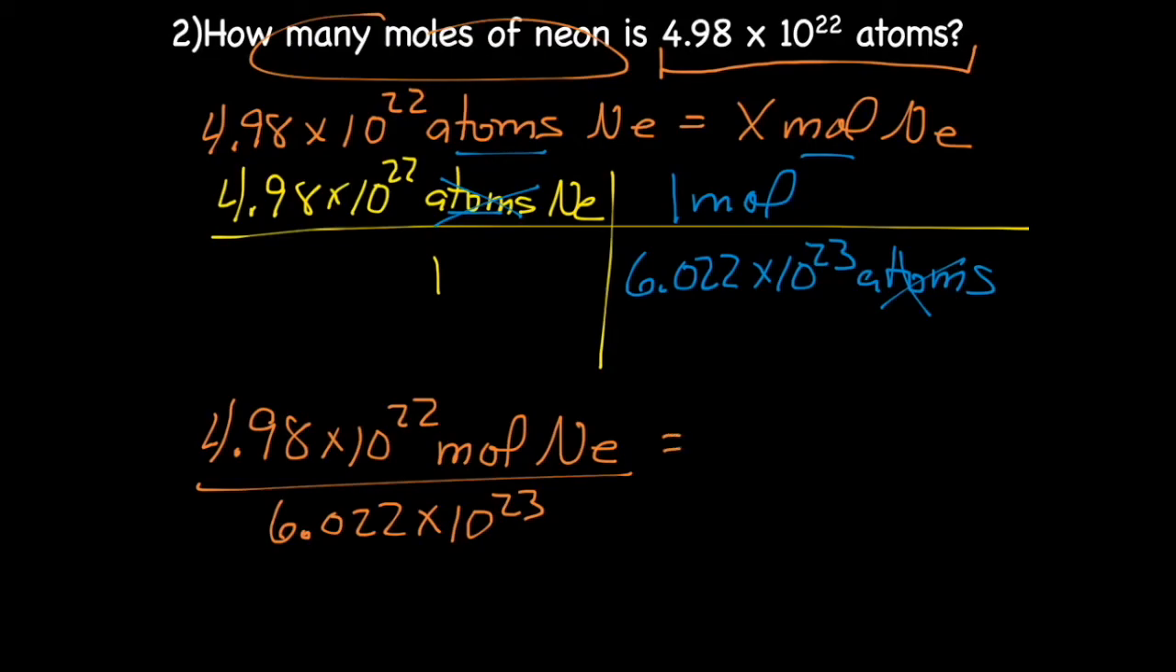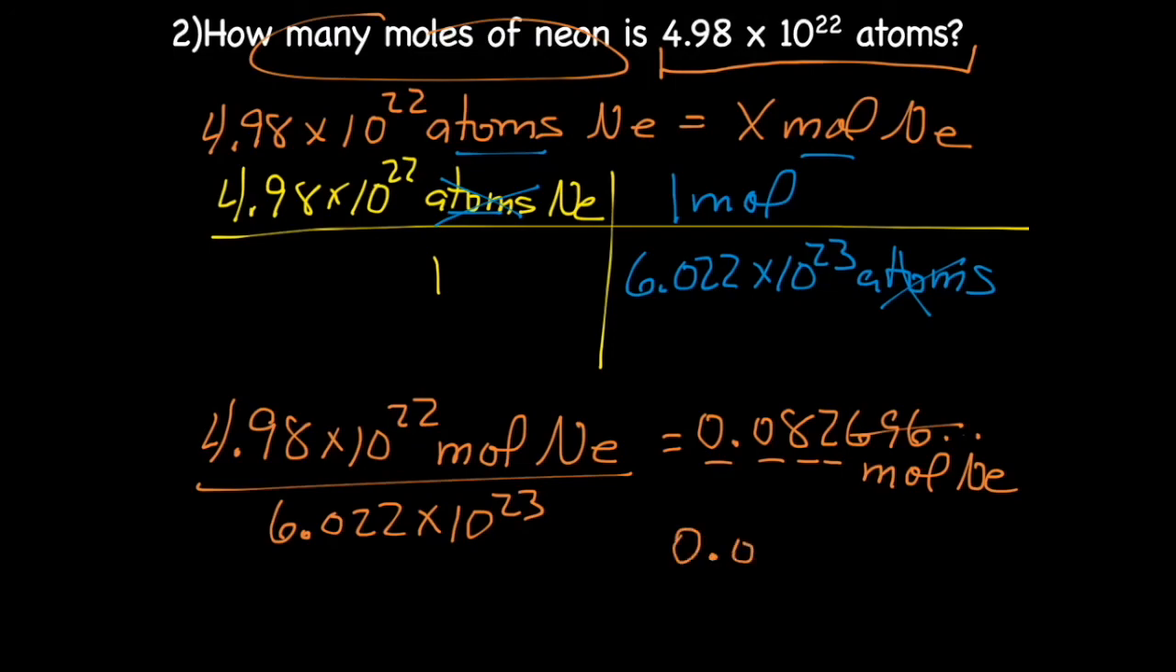And in my calculator, I got 0.08296 and some more mole neon. And we'll keep 2 non-zero numbers after the decimal. So we'll keep this 0 and this 0 and the 8 and the 2, which means we're going to drop this stuff here, and since the 6 is 5 or bigger, our final answer will be 0.0830 mole neon.